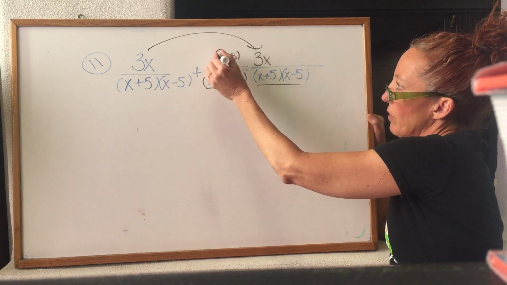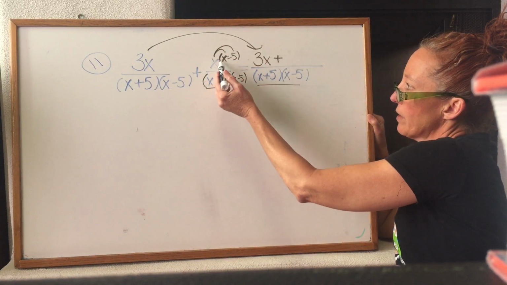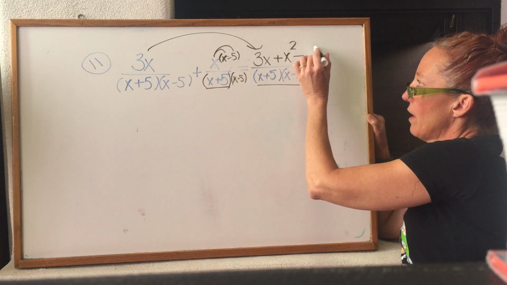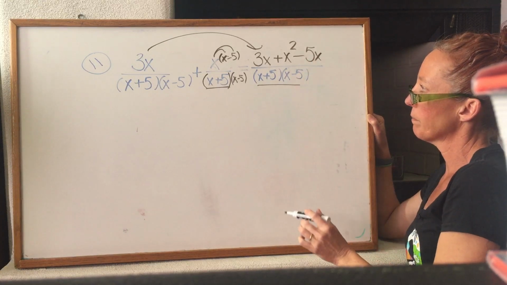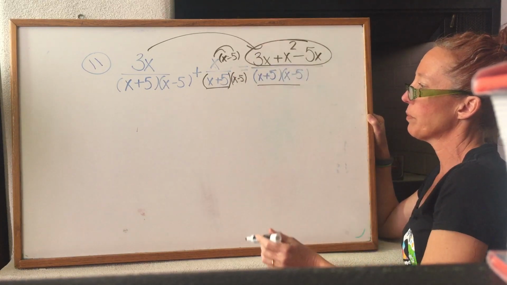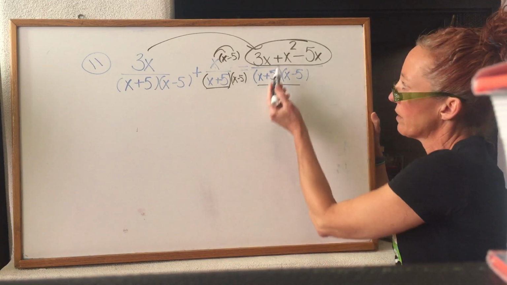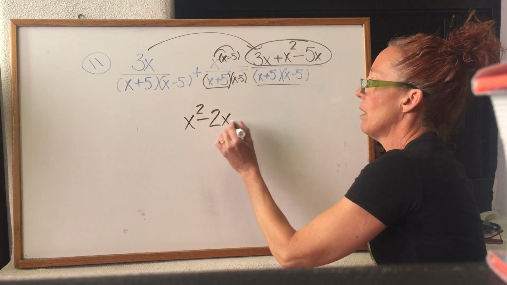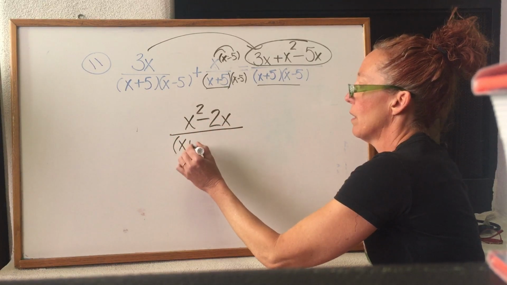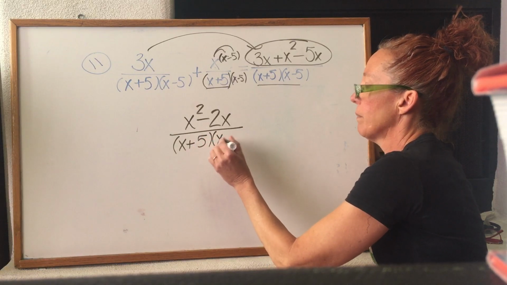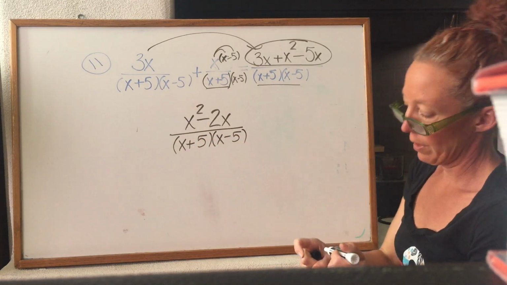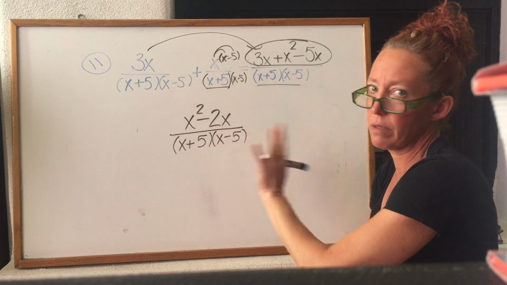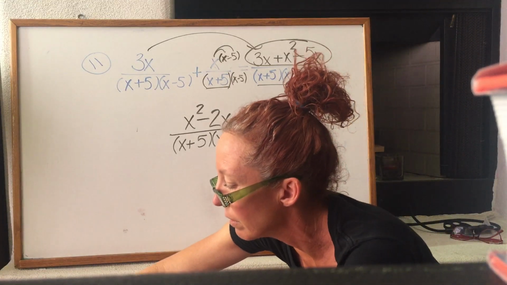So I'm going to distribute this. So plus x times x is x squared, and then x times negative 5 is minus 5x. I can add some like terms right there, so forgive the sloppiness. I'm going to write that x squared first. So x squared minus 2x over x plus 5, x minus 5. I can pull out an x here, but again, nothing's going to cancel, so this is done. It's a wrap.